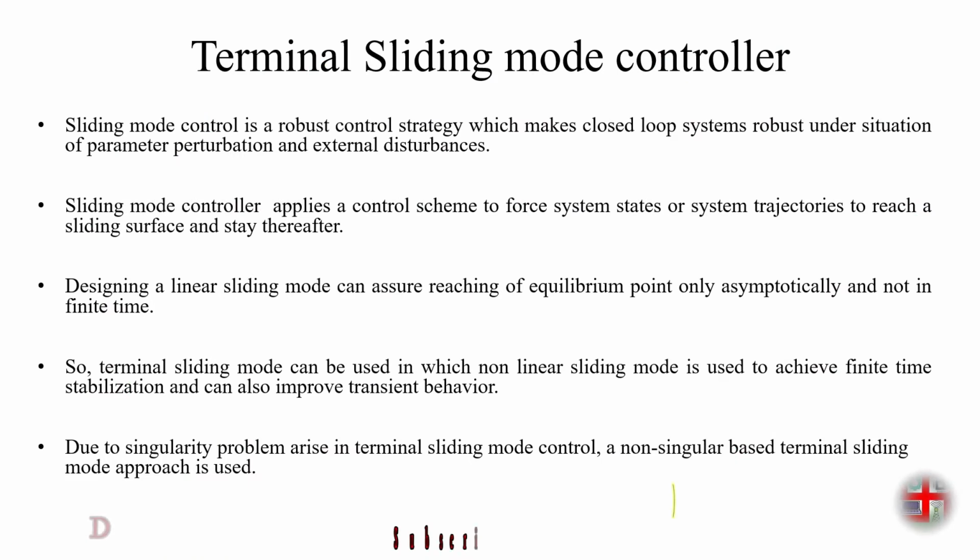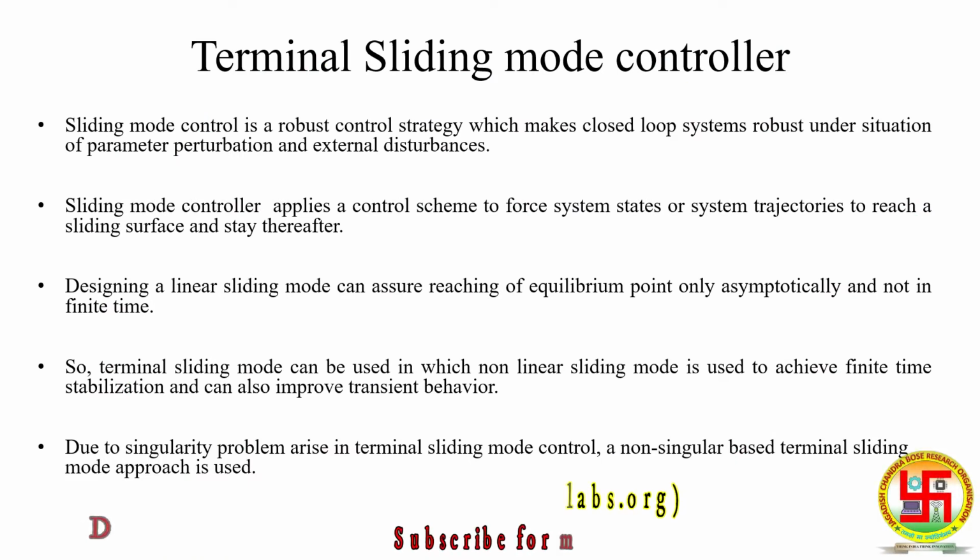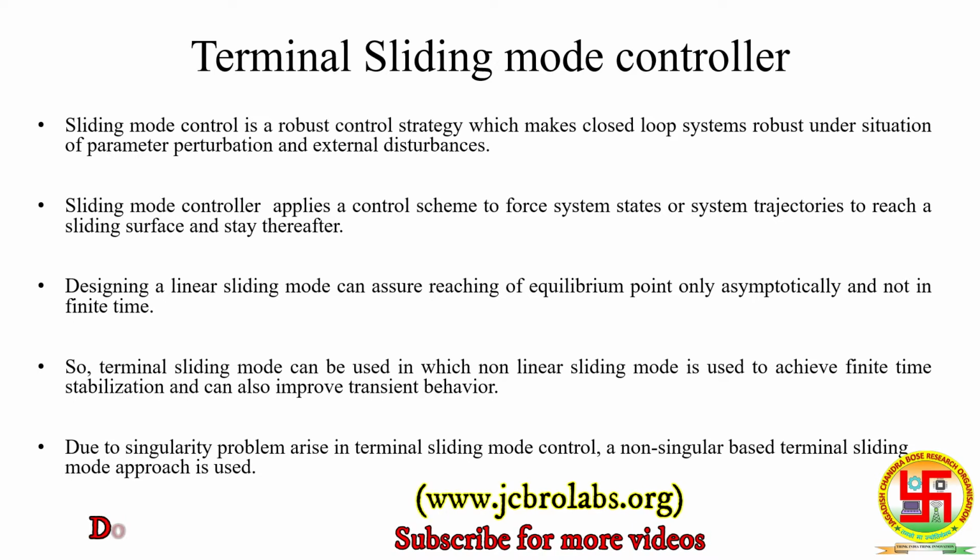In this video, we will talk about terminal sliding mode controller. We have already discussed a linear sliding mode control approach in our previous video. I'll just quickly recap what is sliding mode controller. It is a type of robust control strategy which makes sure any closed loop system is robust under any parameter changes or any external disturbances applied to the system. It means the control action takes accordingly changes when an external disturbance or any change in internal system occurs.